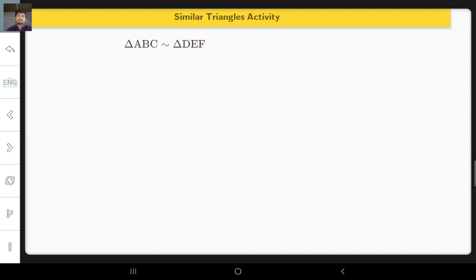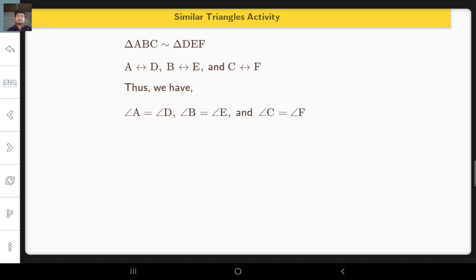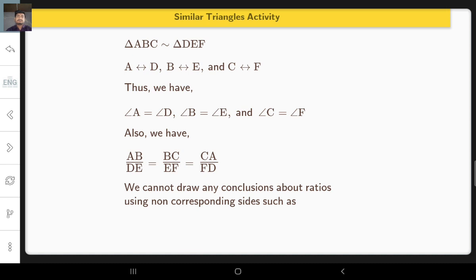So if triangle ABC is similar to triangle DEF, then A corresponds to D, B corresponds to E, and C corresponds to F. Thus we have angle A is equal to angle D, angle B is equal to angle E, and angle C is equal to angle F. Also, we have AB by DE is equal to BC by EF is equal to CA by FD. Note that we cannot draw any conclusions about ratios using non-corresponding sides as shown.